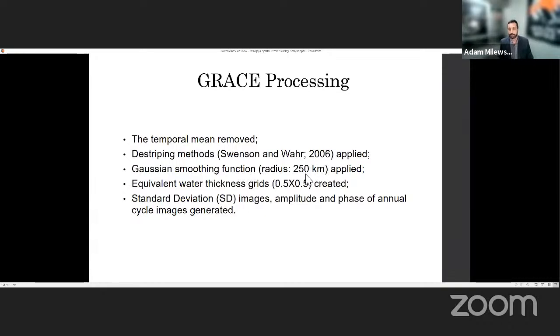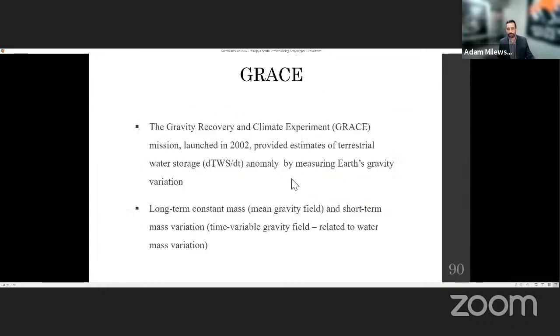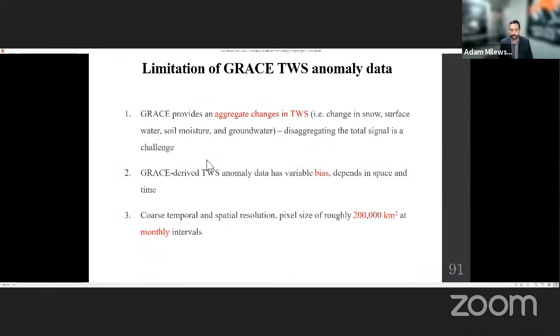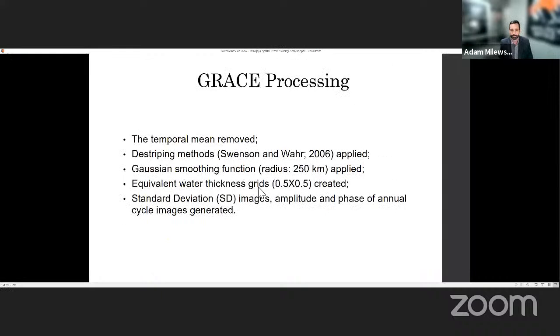This is where I mentioned if I can go backwards, I'm going to come back. This is at 250 kilometers. If I go down to 50, apply 50, it's not going to be accurate. If I apply 500, it's going to be more accurate. So you have to apply a smoothing function. You have to create a water thickness grid. And then, of course, you have to look at standard deviations and amplitudes of it. So I'm going to run through this in a minute here.